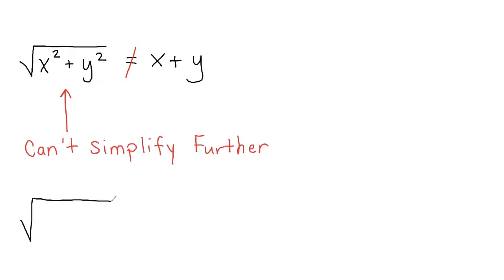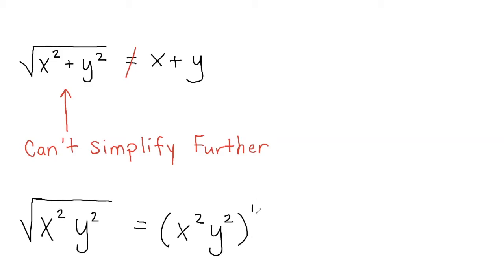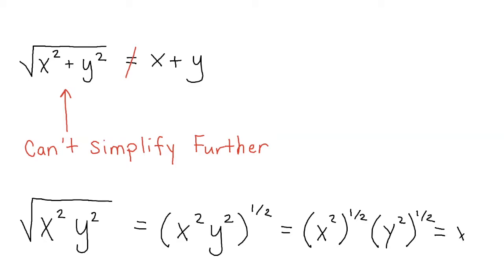Something we can simplify would be the square root of x squared times y squared, and we could rewrite that as (x squared times y squared) raised to the 1/2 power. And then we could distribute the 1/2 power to both of those terms, giving us x squared raised to the 1/2 times y squared raised to the 1/2, which would simplify to be x times y.